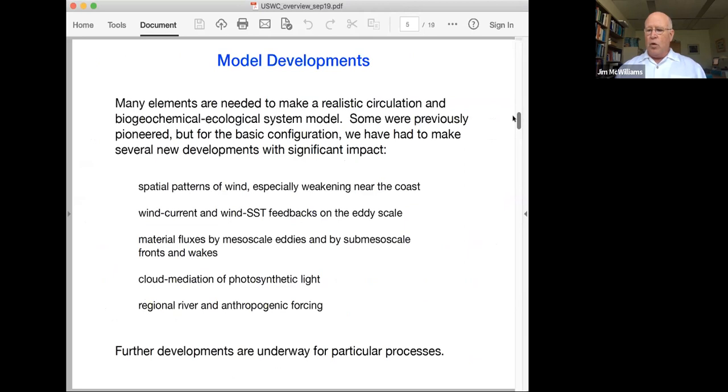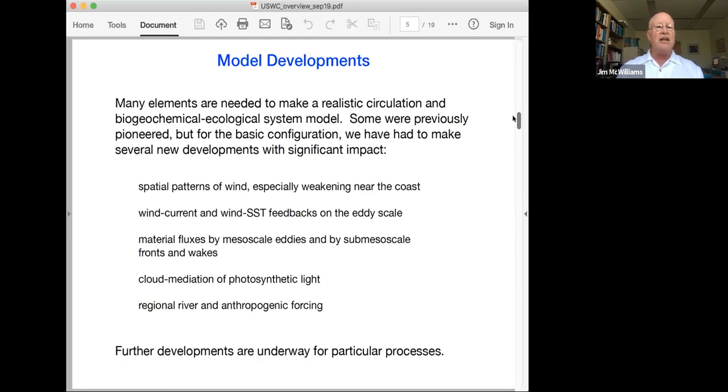The model context is one that is built on the duration of this project, but built on top of prior periods of learning how to make regional equilibrium realistic simulation models in the ocean, both physical and biogeochemical. And in the course of doing this project, a number of new issues arose. There's a short list of them here, which I won't talk my way through. Mostly they have at this point been published as particular studies of model design and consequences. And further developments are underway for additional processes.